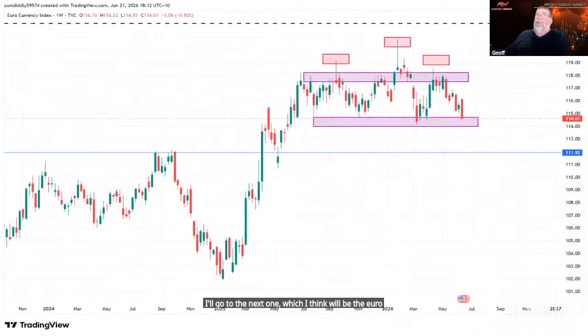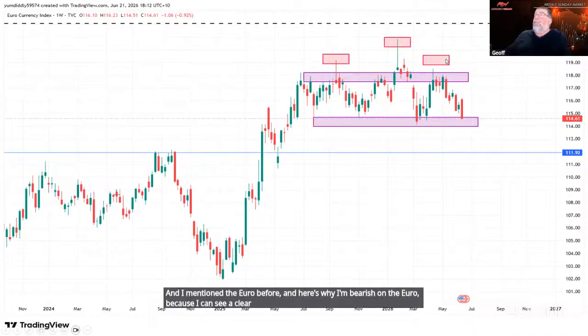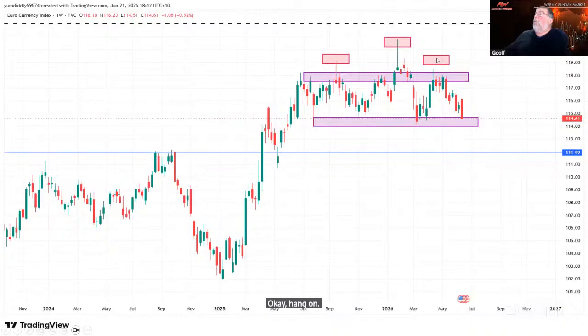And I mentioned the euro before, and here's why I'm bearish on the euro, because I can see a clear head and shoulders. Well, sorry, I hate to use the terminology clear because it's only clear to me. It may not be even remotely clear to you. And in fact, you might say, well, hang on, this one hasn't reached the shoulder. You'd be dead right. But that's how I interpret things.